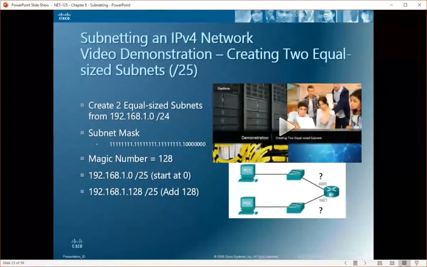So if we want to create 2 equal-sized subnets, again, you can take a look at the video demonstration on Netacad. Basically it just does exactly what we talked about. We take the maximum value, split it in half, which means our magic number for a /25 is the first bit in the 4th octet, or 128. So we go ahead and say 1.0, 1.128.